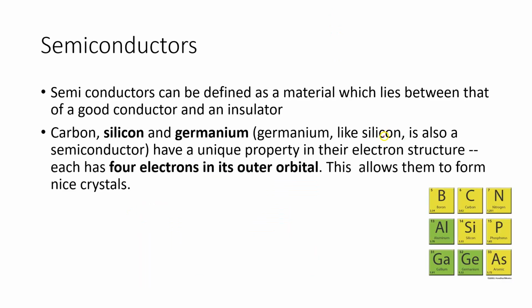All right. As we know, semiconductors can be defined as materials which lie between a good conductor and an insulator. Here are some examples that you should be acquainted with. You have carbon, as I stated, silicon, germanium, and so forth. The unique thing about these elements is that they are found in group 4, which means that they have 4 electrons on their outer shell.